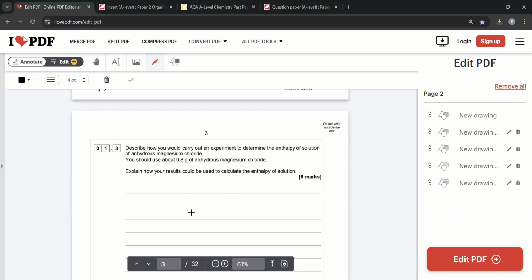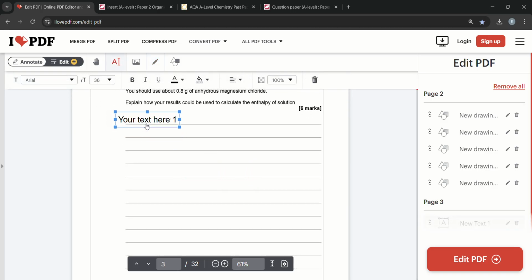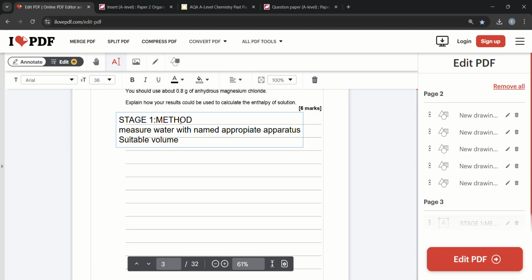Describe how you could carry out an experiment to determine the enthalpy of solution of anhydrous magnesium chloride, and then how your results could be used to calculate the enthalpy of solution. 6 marks. Stage 1, the method. Measure water with a named appropriate apparatus. So this could be anything, right? Just a named appropriate apparatus. Suitable volume in range 10 to 200 centimeters cubed, into polystyrene cup, or you could say an insulated container.